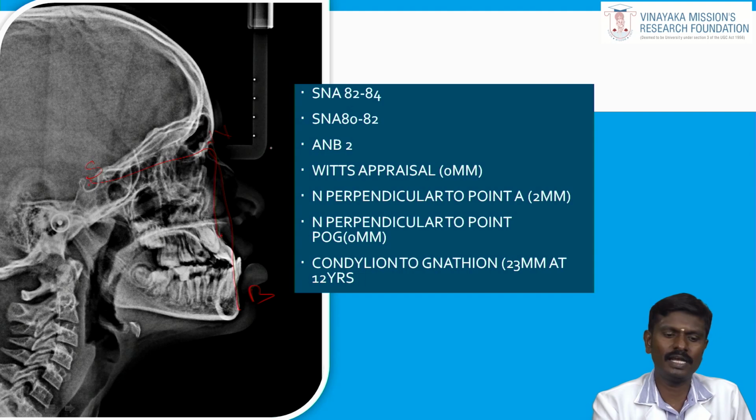If you compare the ANB angle, with point A and point B, the ideal ANB angle should be 2 degrees. In class 3 cases, it will be negative. The Wits appraisal, comparing the maxilla to the mandible, should be 0 mm. N perpendicular to point A should be 2 millimeters, and N perpendicular to point Pogonion should be 0 mm. From condylion to gnathion, it should be 23 millimeters at the age of 12 years.